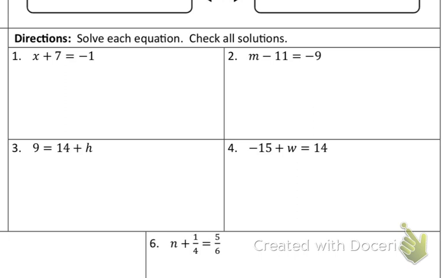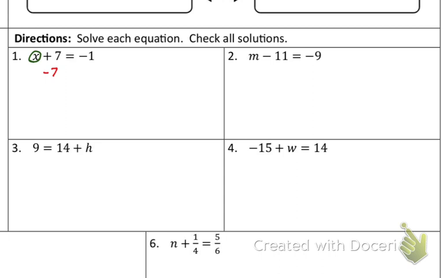But what we can do is we can do what they said up there, and that is to first locate our variable, x. What's being done to the x on the left-hand side? I'm adding 7. What's the opposite of adding 7? And we're going to subtract 7. I'm going to put a minus 7 right below it.